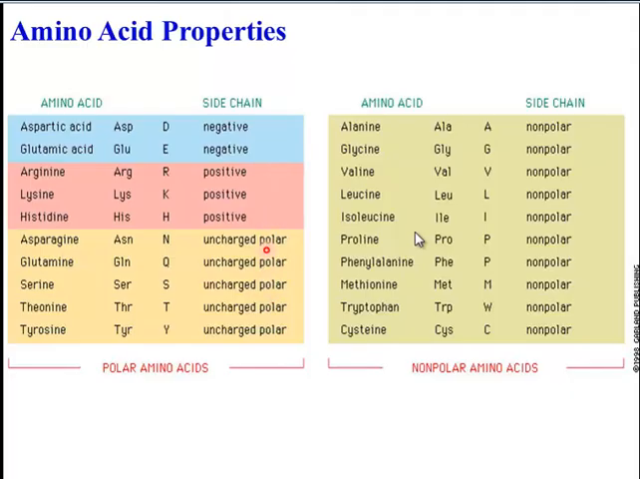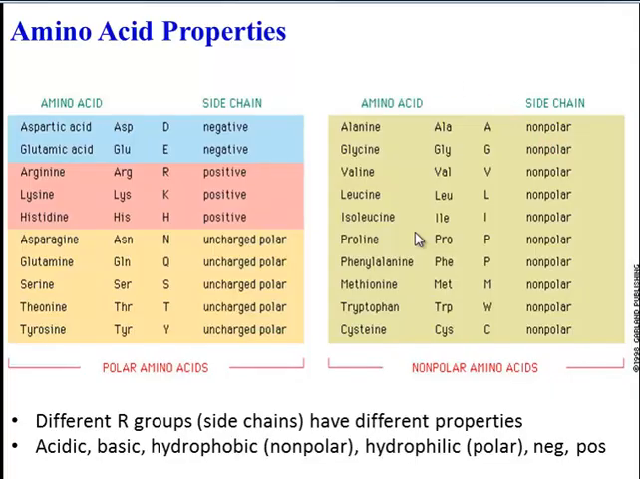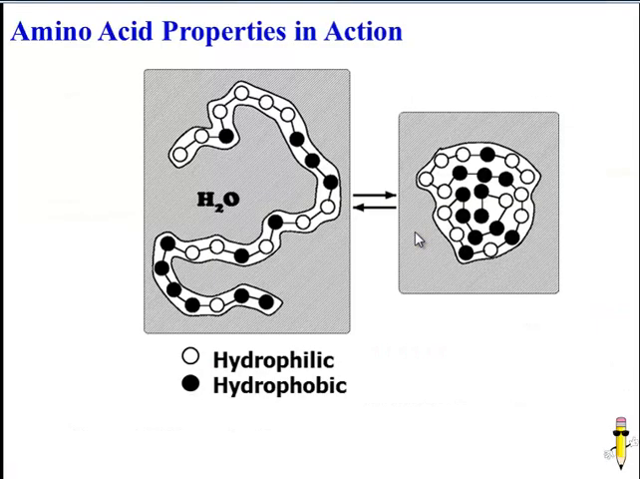These have uncharged but polar side groups, and then we've got a bunch of amino acids that have side chains that are nonpolar. So because of these different R groups, the amino acids have various properties. They can also be acidic or basic. So here's an example of how the amino acid properties might actually play out.